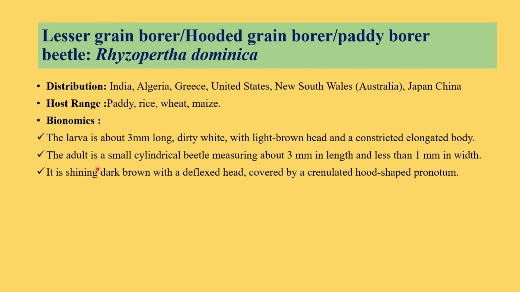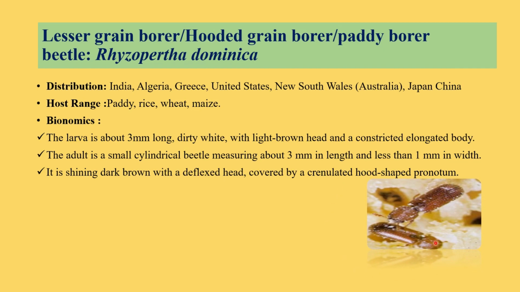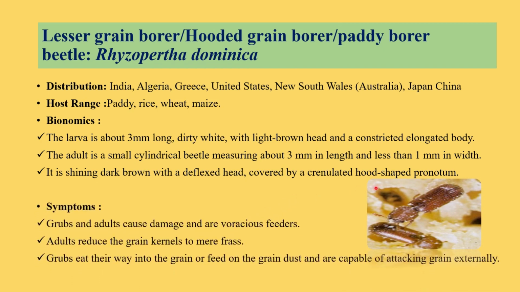It has a dark shining brown color and a deflexed head, which is covered by the crenulate hood-shaped pronotum, in this lesser grain borer. And what are the major symptoms of the lesser grain borer affecting the grain? The grub and the adults cause very serious damage and they feed ferociously. The adults reduce the grain kernels to frass, and they can make the grain into dust, and they are capable of attacking the grain externally. This is the major primary pest, you can say.